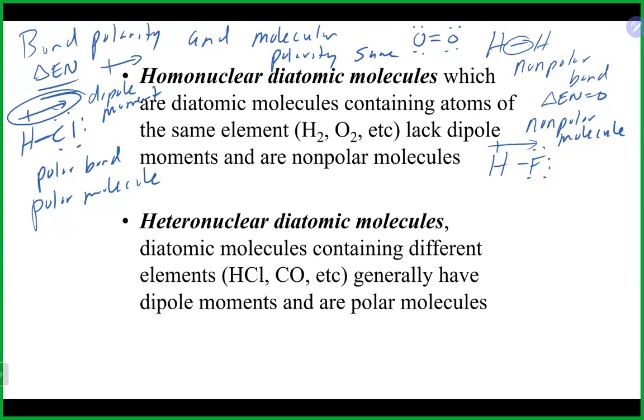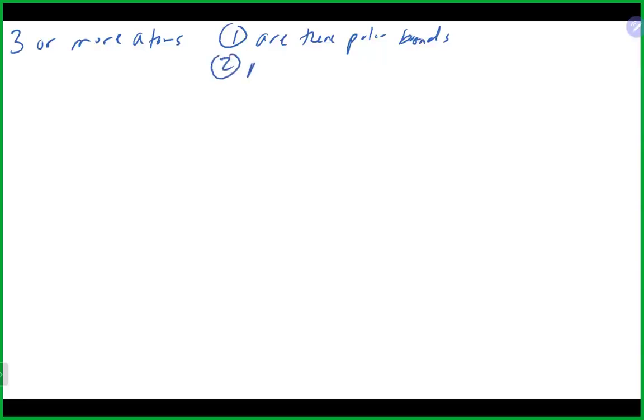So when you get, though, to 3 or more atoms involved, you have to look at two things. You have to look at are there polar bonds? And you also have to look at the molecular geometry, or the shape.